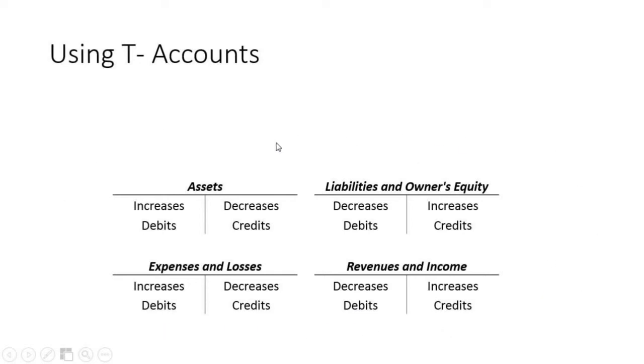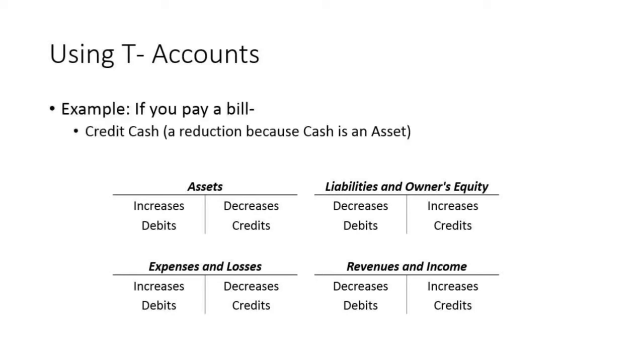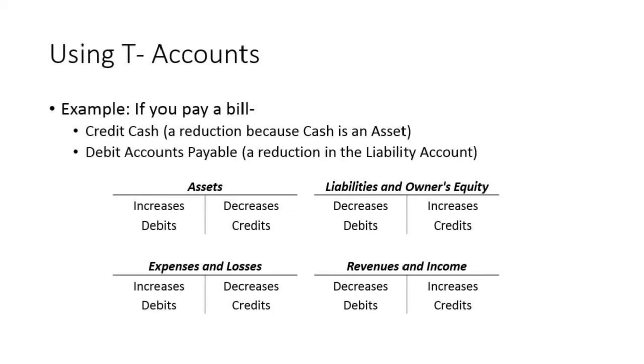This is something that a lot of owners don't understand, and sometimes a lot of CPAs have to actually do the T account to understand which side is going to be your debit and which side is going to be your credit. So if you pay a bill, you credit cash, a reduction to cash because it's an asset, and then you debit accounts payable as a reduction to your liability account.